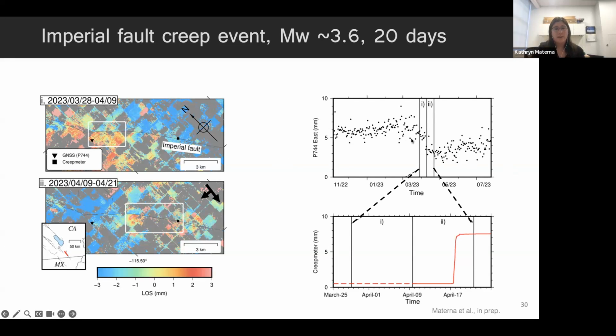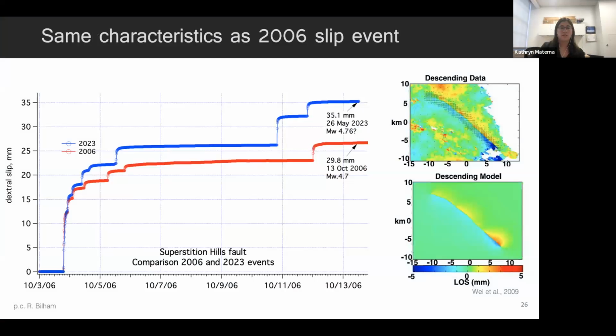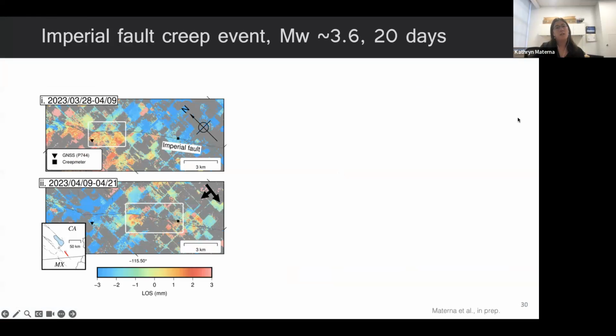It also gives us some idea of the timing and the magnitude of the creep event. So this creep event was about 8 kilometers start to finish. It took something like 20 days, and assuming a slip amount and a locking depth, we get an estimated moment magnitude of something like a 3.6. Whereas the estimated moment magnitude for this event here is something like a 4.7. So it's about 1 magnitude unit smaller than the Superstition Hills fault.